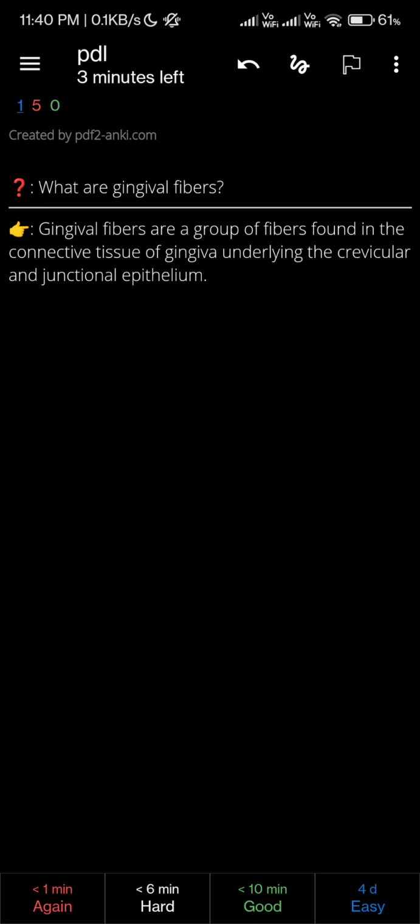What are gingival fibers? Gingival fibers are found in the gingival connective tissue, underlying the sulcular and junctional epithelium, and play an important role in maintaining the supporting apparatus of the tooth. They are a group of fibers found underlying the sulcular and junctional epithelium.